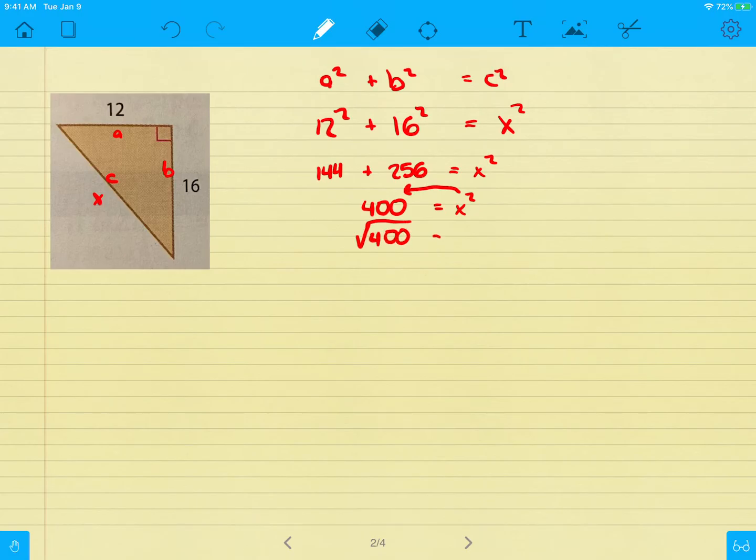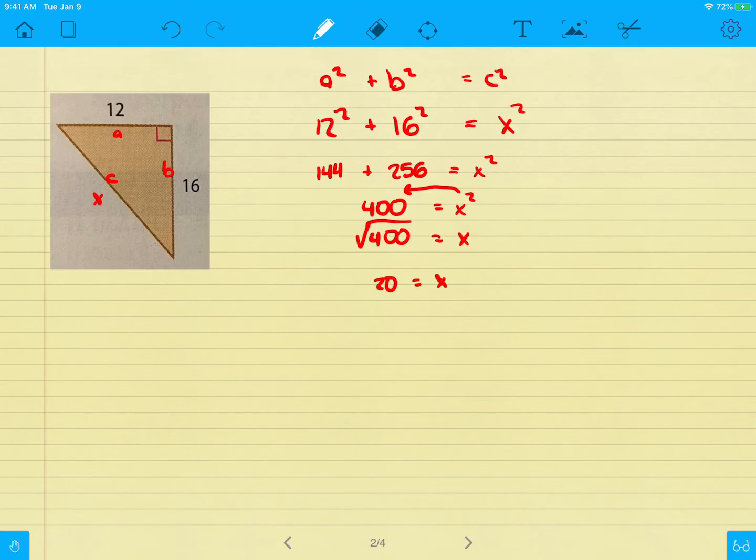And again, why we do the square root, that's how you get rid of the square. It's the inverse operation to take it to the other side. You always have to do square roots on Pythagorean theorem problems. But the square root of 400, it's the number that multiplies on itself to give you 400. It's exactly 20. 20 times 20 gives you 400.